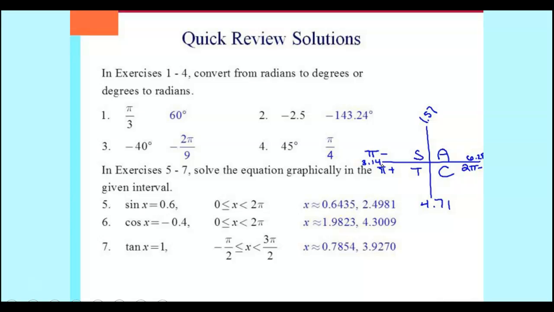So sometimes when you get inverse trig values, or the sine of something, if we're in radians, you need to know what quadrant it's coming from. For example, here it said the sine of x equals 0.6, and it said solve the equation graphically in the given interval. To find that, you take your graphing calculator. The interval is 0 to 2 pi, so you're in radians, so make sure when you go to mode, you're in radian mode.